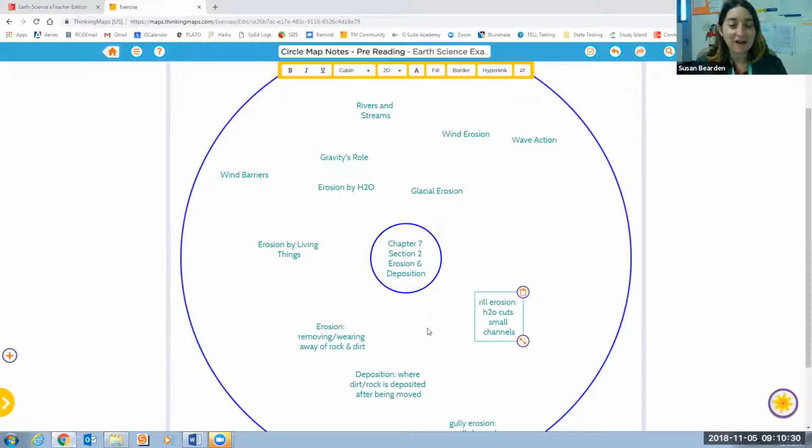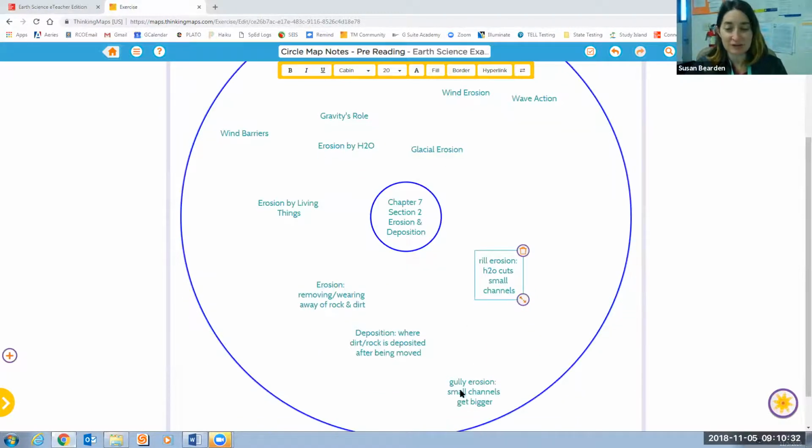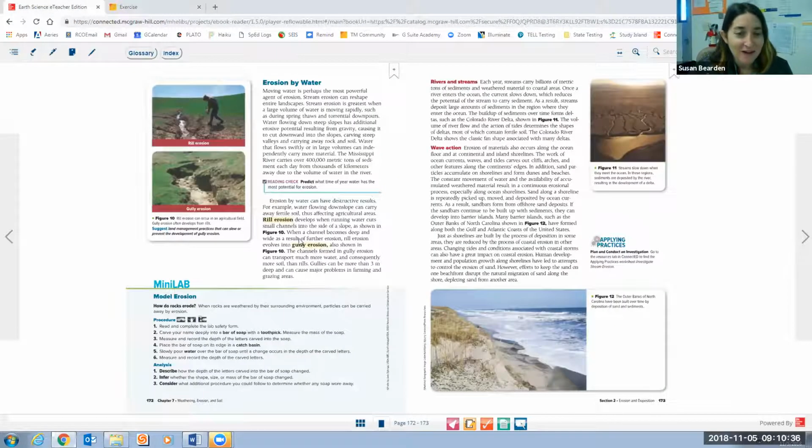Okay. And then I have the other word too, which is gully erosion. That's just when the small channels get bigger. We can look over here. When a channel becomes deep and wide as a result of further erosion, rill erosion evolves into gully erosion.